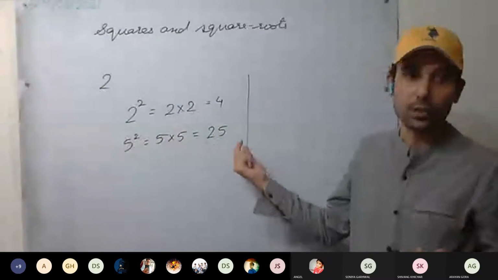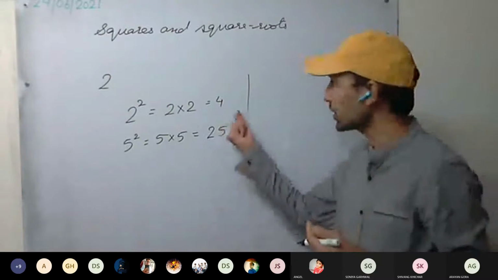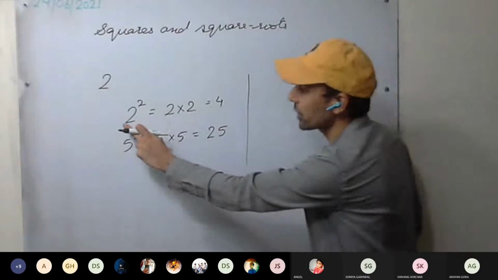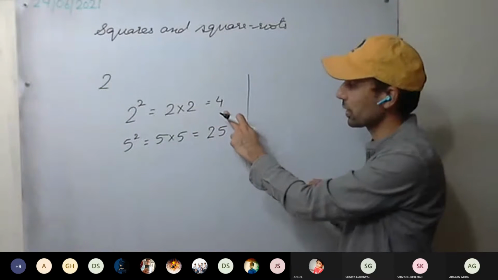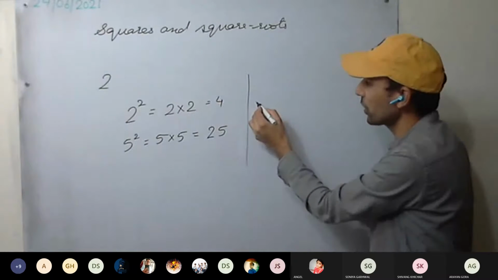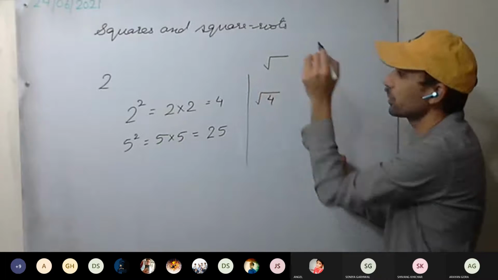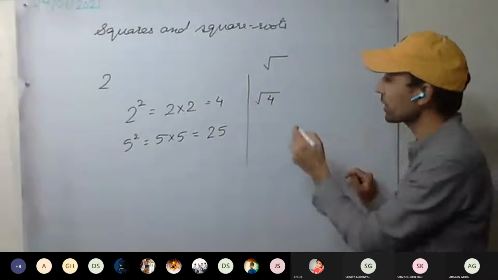Now, if the question asks you to calculate the square root, we just have to do the reverse process. So by calculating the square of 2, you have calculated 4. 4 is the answer. Now the question asks, what is the square root of 4? How to represent square root? This sign is being used to represent the square root. So square root of 4 will be what?